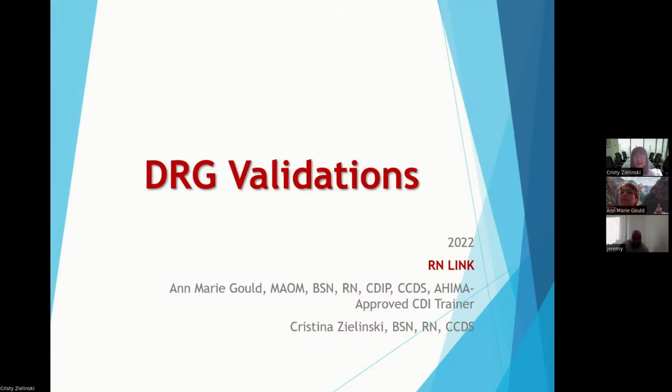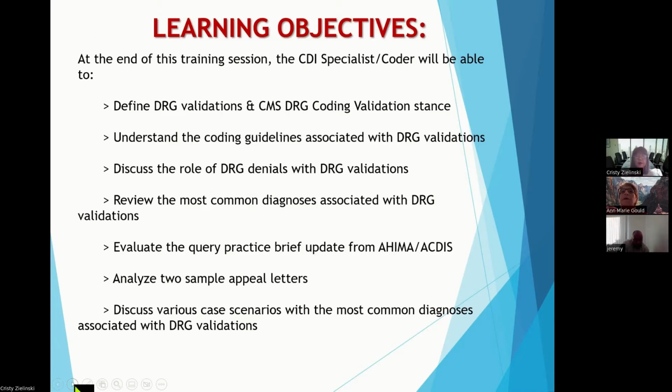All right. DRG validations. So the learning objectives for this course today: the CDI Specialist or CODA will be able to define what DRG validations are and what the CMS DRG Coding Validation stance is, what their take is on that. Understand the coding guidelines associated with DRG validations. Discuss the role of DRG denials with DRG validations. And then we're going to review the most common diagnosis associated with DRG validations, as well as evaluate the query practice brief update from AHIMA and ACDIS.